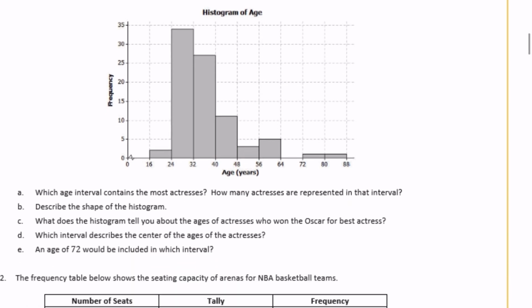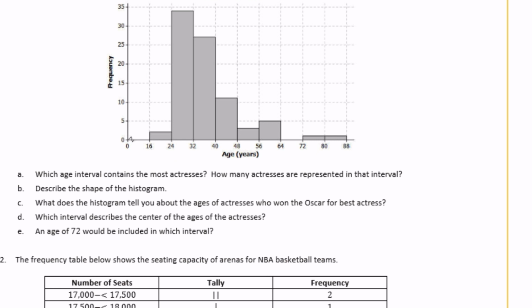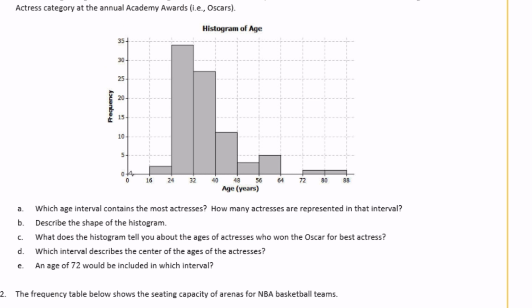Alright, so A, at which age did intervals contain the most actresses? So which age interval contains the most actresses? How many actresses are represented at that interval? So the largest interval appears to be this one. That's the tallest. So that's between the ages of 24 and 32.